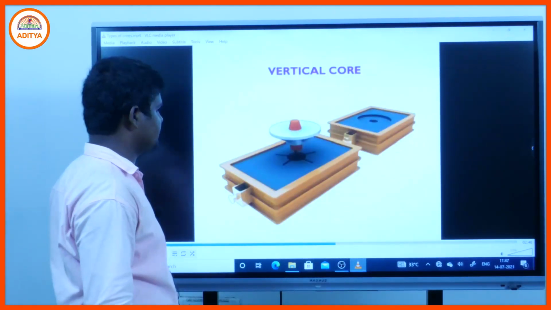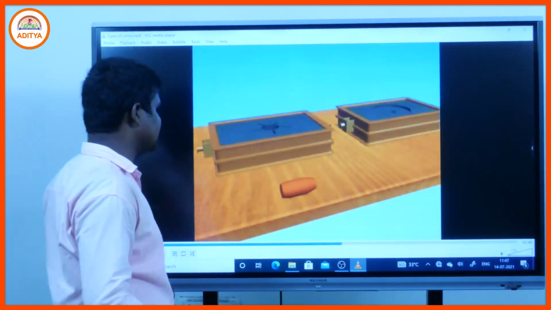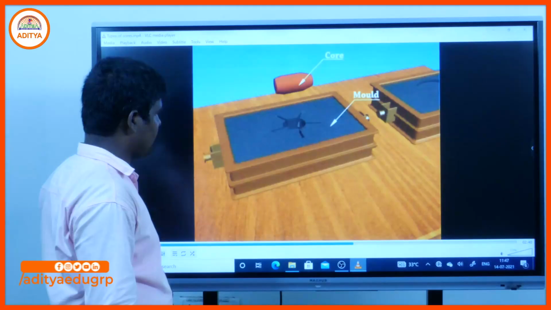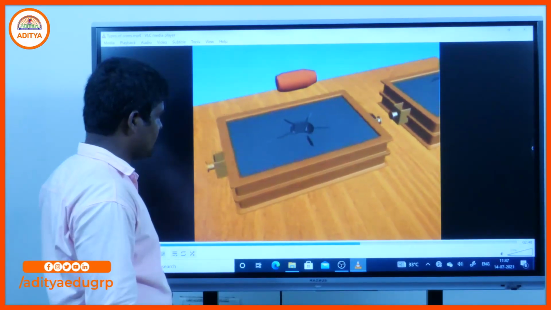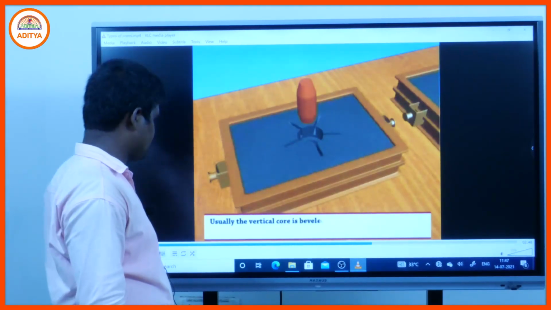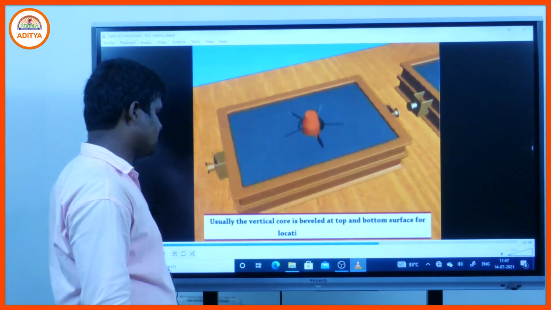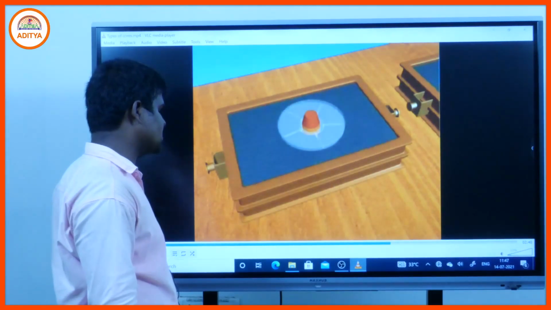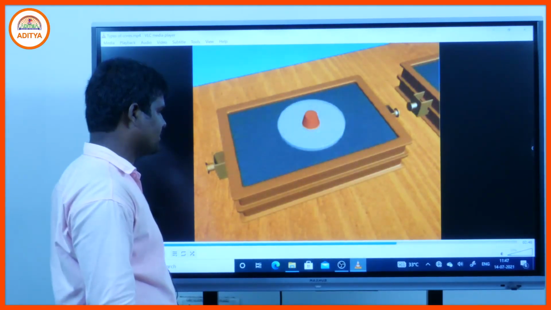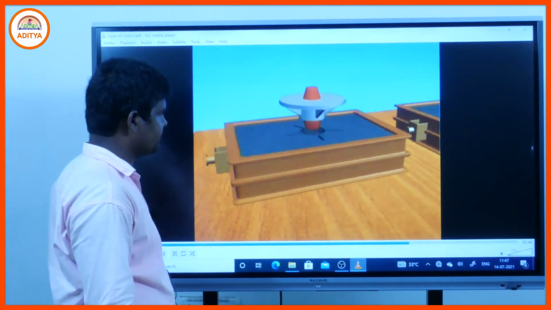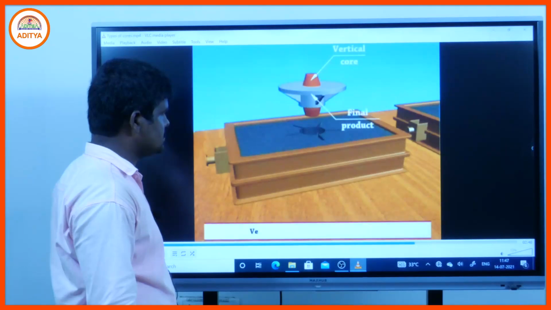Vertical core means the position of the core is vertical. The mold is beveled at the top and bottom of the surface for locating the core vertically. That is the final product.